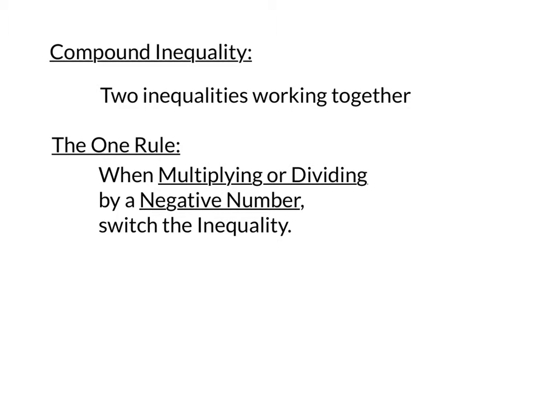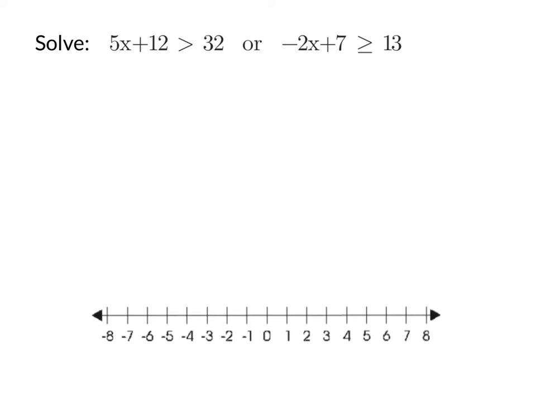And when we're solving inequalities, the one rule that we have to remember is that when we're multiplying or dividing by a negative number, that's when we have to switch the inequality. So here we have the union of two inequalities: 5x + 12 > 32, or -2x + 7 ≥ 13. Since we have these two separate inequalities that are working together, we can just solve each of them individually.